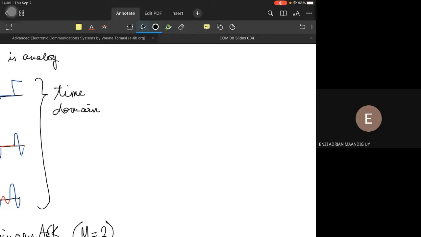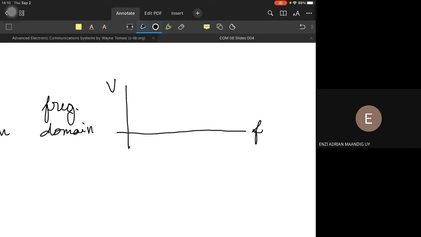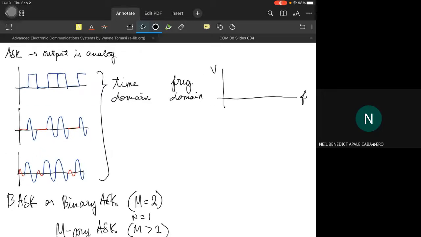Do you know, guys, how to read in the frequency domain? Meaning this is voltage amplitude, and instead of time, this is the frequency. Would you like to guess what it looks like in the frequency domain? Those vertical lines? Yeah, ideally vertical lines.